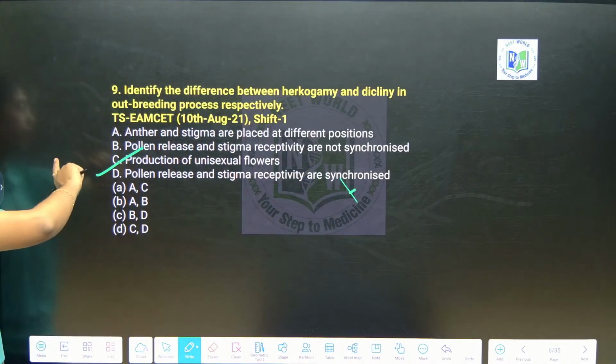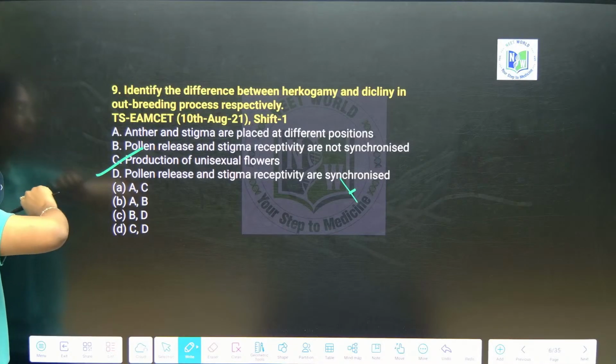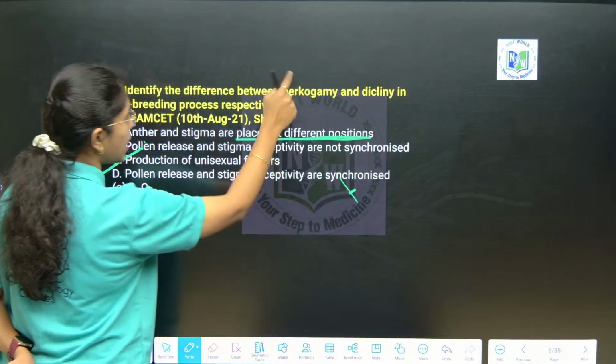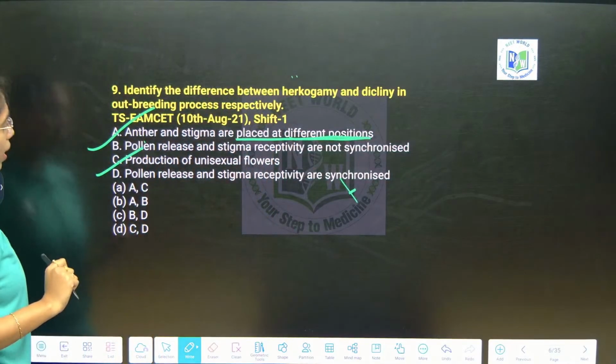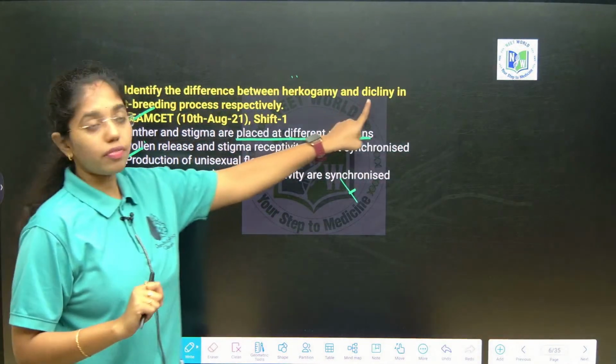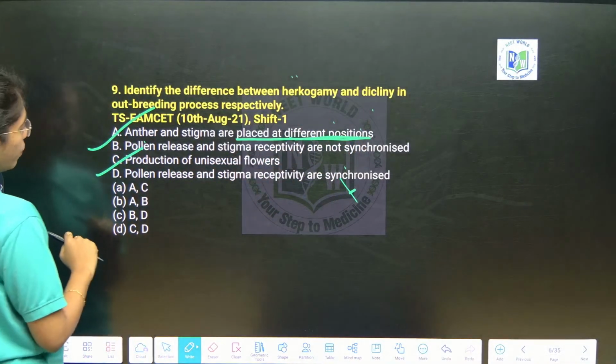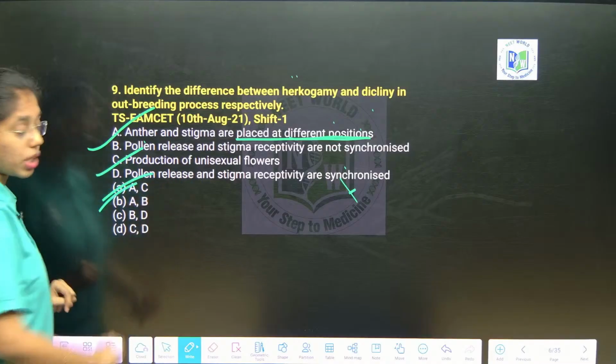We need to identify the difference between hercogamy and dicliny. Anther and stigma placed at different positions, that is hercogamy, A. And production of unisexual flowers is what? Dicliny. These both are the different points. So here we go with A and C, option A.